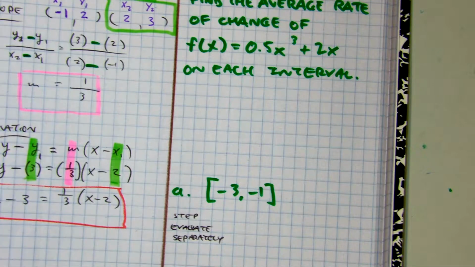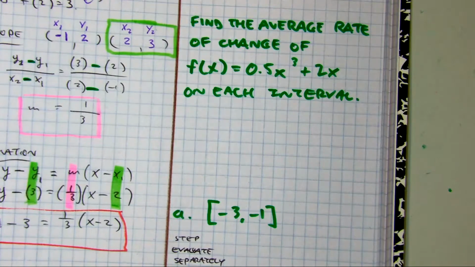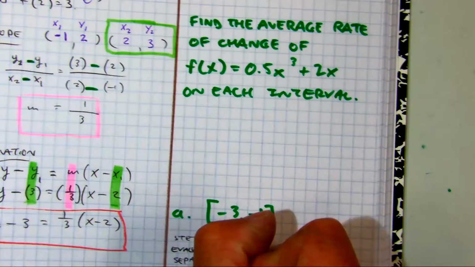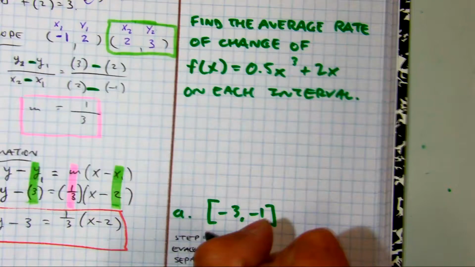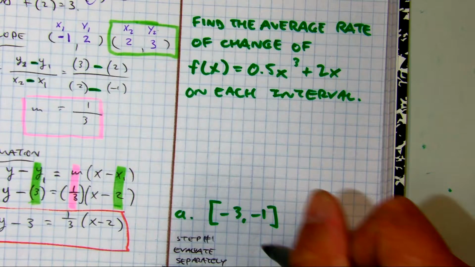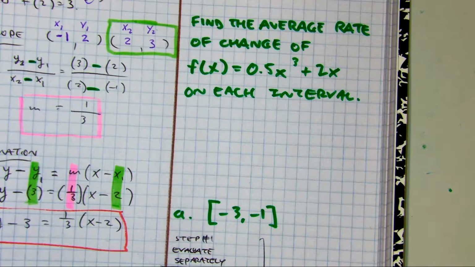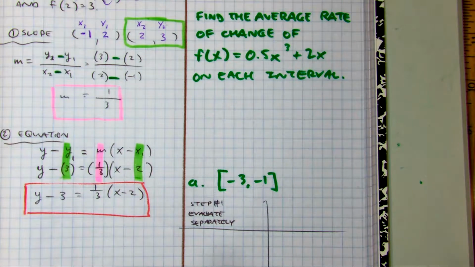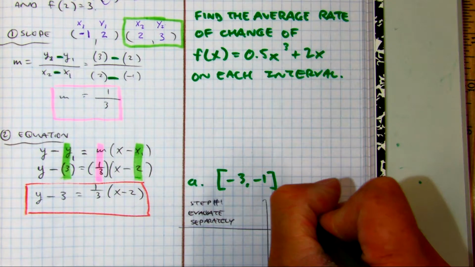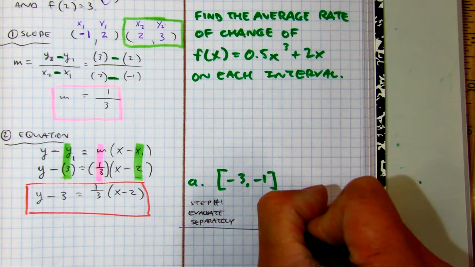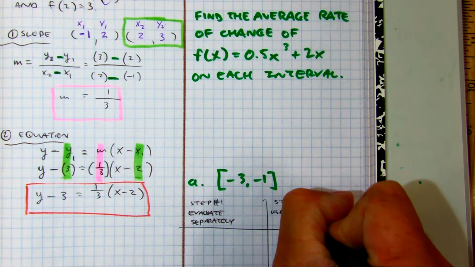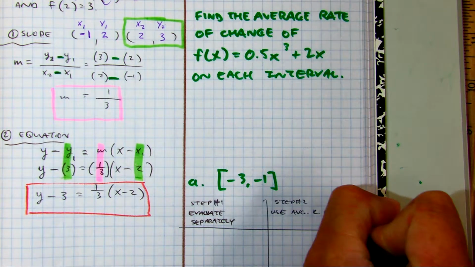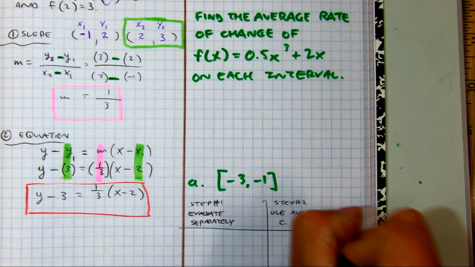So we're finding the average rate of change. Alexa just told us step number 1, evaluate separately. We're going to do that. Sarah, what's the second thing we're going to do? Step 2, use average rate of change formula.